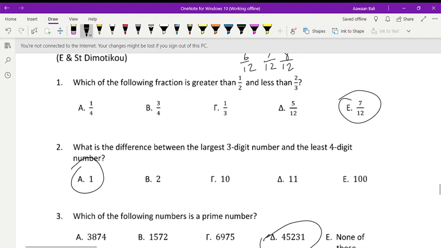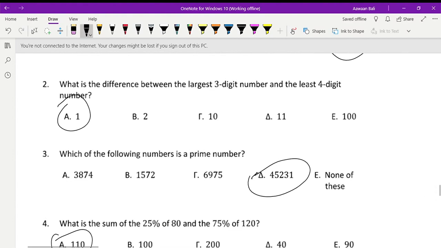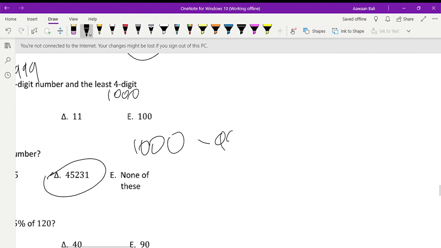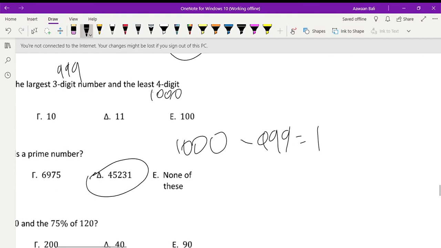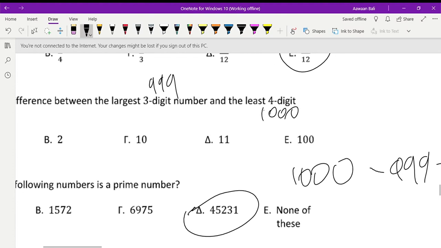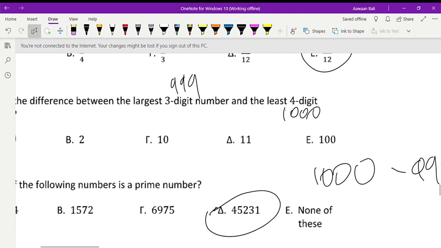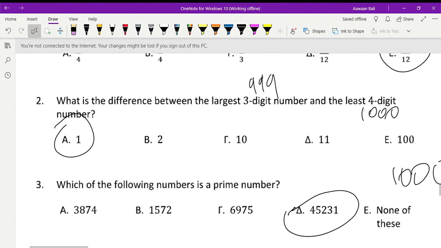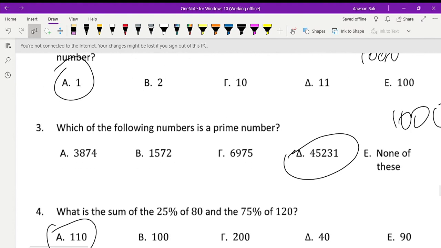Really easy, right? Okay. Now question number 2. The difference between the largest 3-digit number, which is 999, and the least 4-digit number, 1000, is what? It's obviously 1, since the least 4-digit number is 1000 and the largest 3-digit number is 999, which means they only have a difference of 1. Since after the largest 3-digit number comes the smallest 4-digit number, therefore the answer is alpha, 1.